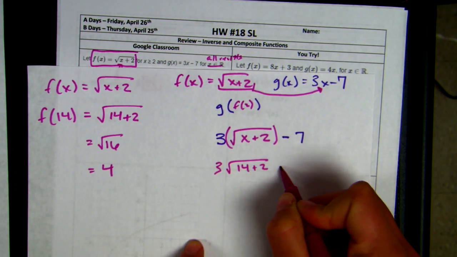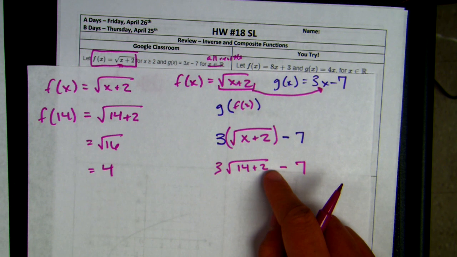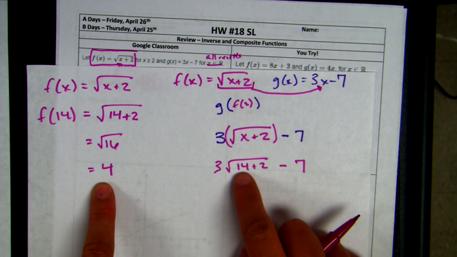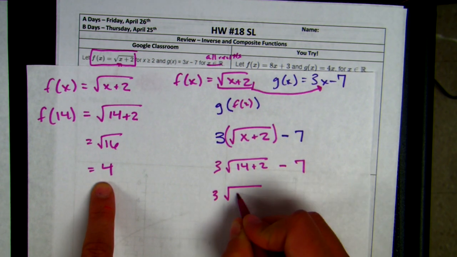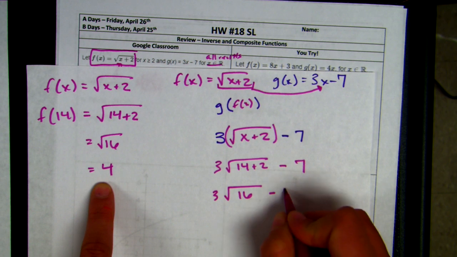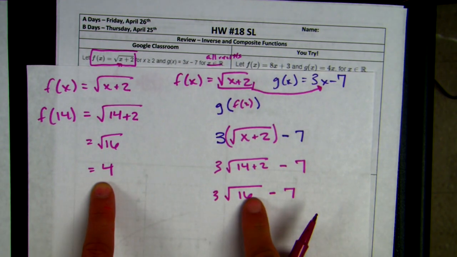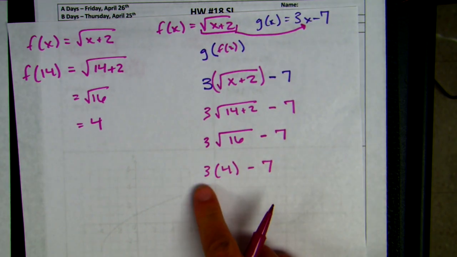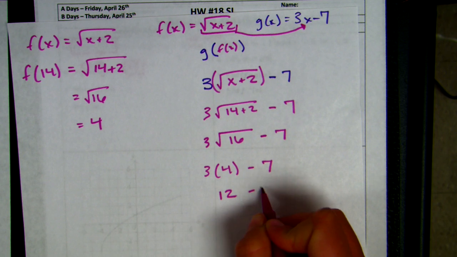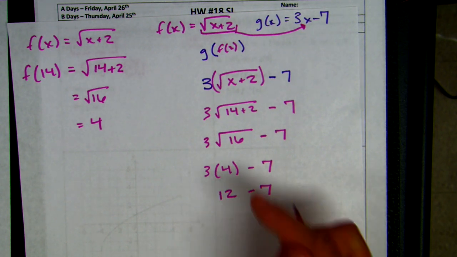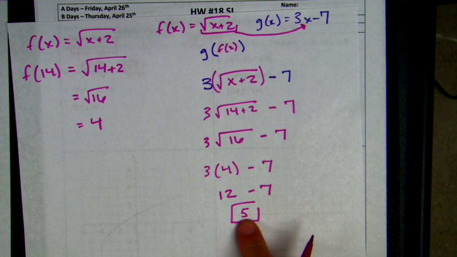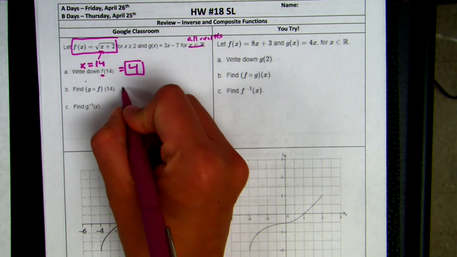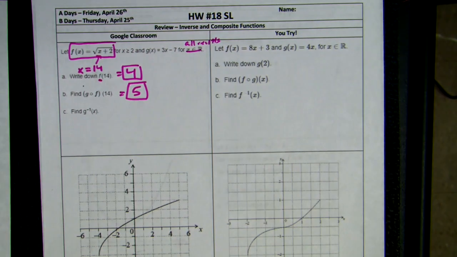So wherever I see x, I'm going to plug in 14, minus 7. And again, let's see if we can solve this without a calculator. I already know from the last question that the square root of 14 plus 2 is the same as square root of 16, minus 7. Square root of 16 is 4, so 3 times 4 minus 7. 3 times 4 is 12, minus 7 gives me 5. This is an example of some simplification you might have to do without a calculator. My final answer here is 5.